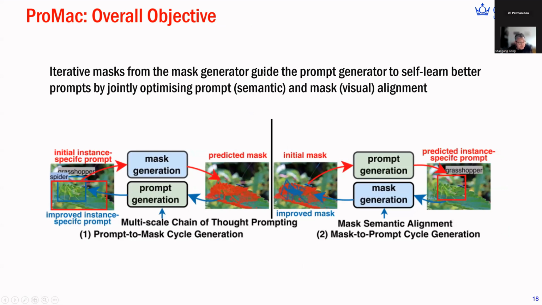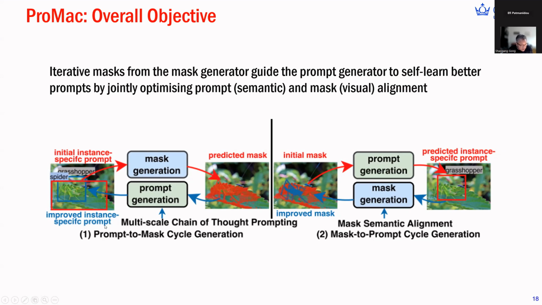So the overall objective is iteratively generating masks, and I use the mask. So the masks are the visual space feature representation to guide a prompt generator. That's a text prompt generator to self-learn a better prompt by jointly optimizing alignment between the prompt and the mask. So there are two iterations.